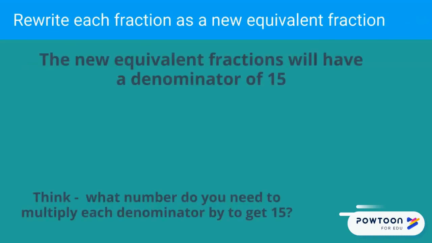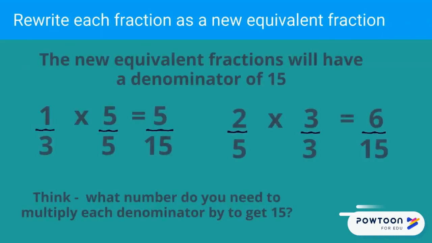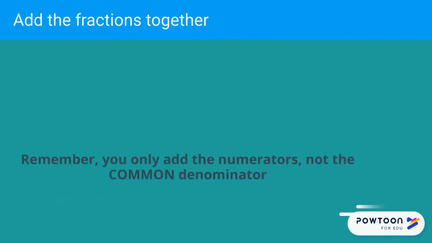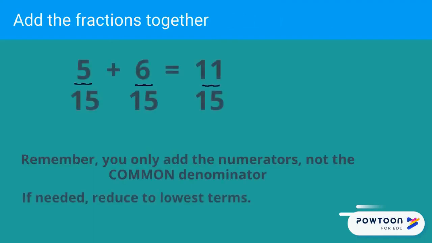Remember the rule of 1. 5 over 5 and 3 over 3 are equal to 1. We're multiplying 1/3 by 1. So it's an equivalent fraction. It just looks different, but the value is the same. 2/5 times 3 over 3, same thing, equivalent fraction. Remember, you only add the numerators, not the denominators. That's why we got a common denominator.